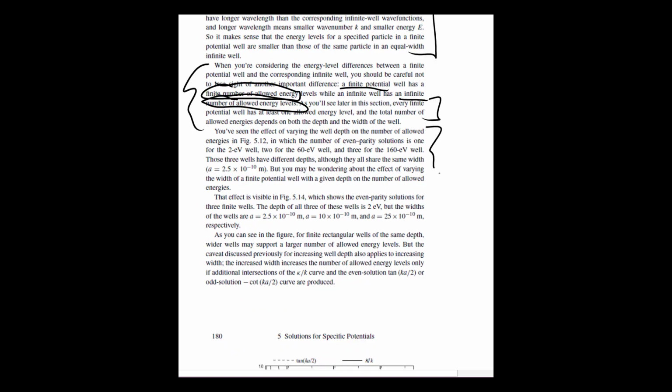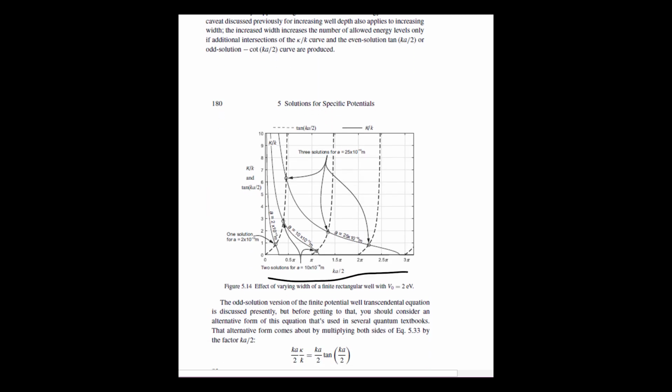So, we've looked at what changing the depth of the well, that is V0, does: 2, 60, 160 eV. But they all had the same width. A was 2.5 times 10 to the minus 10th meters. What if we vary that? You can see that in this figure. Same Ka over 2, but now I've picked V0 to be just 2 eV. And these three k over kappa curves correspond to different widths: 2.5 times 10 to the minus 10th meters, as before, 10 times 10 to the minus 10th meters, and 25 times 10 to the minus 10th meters.